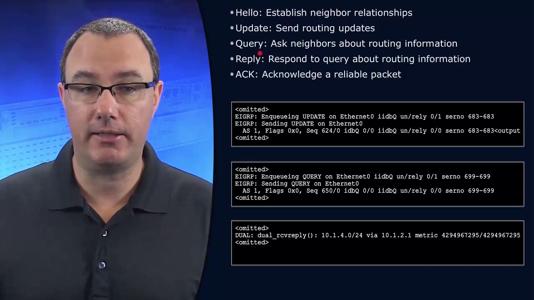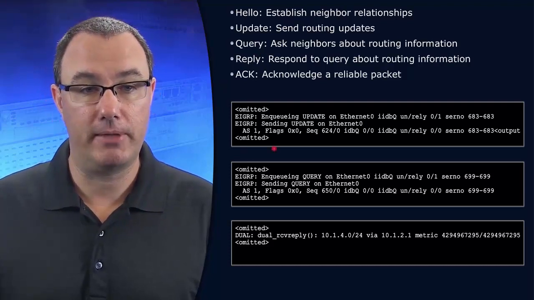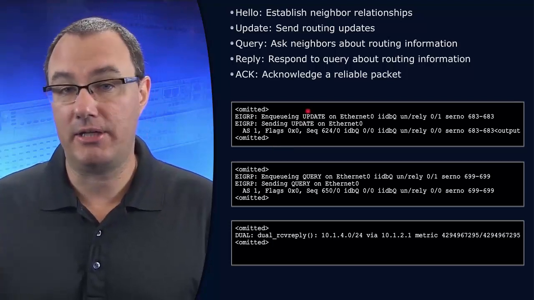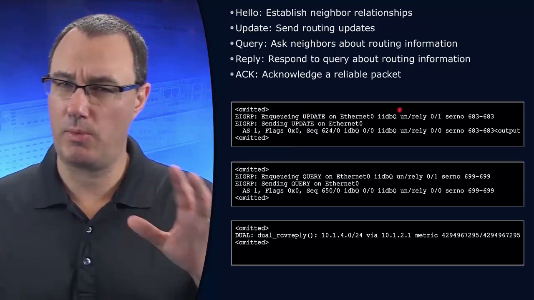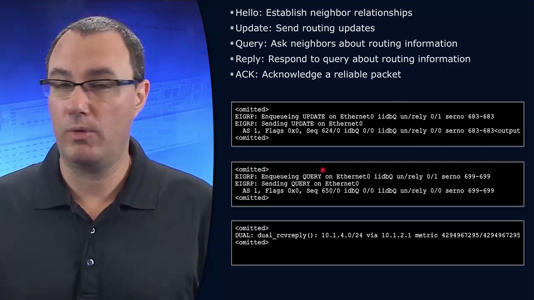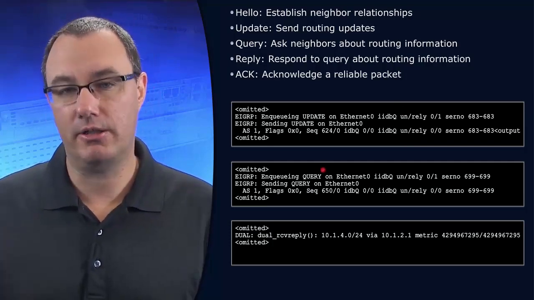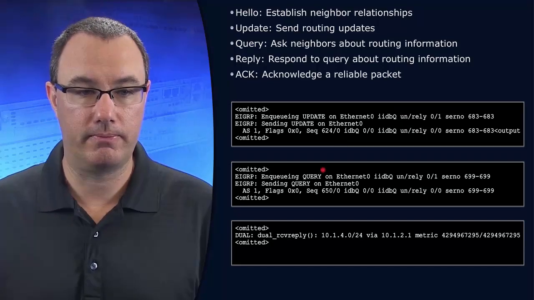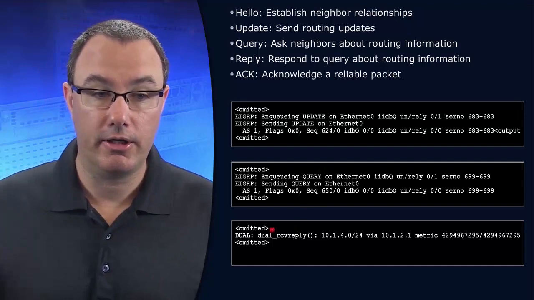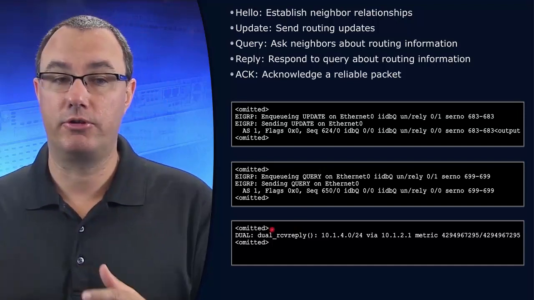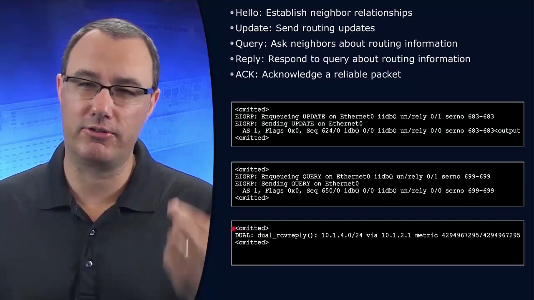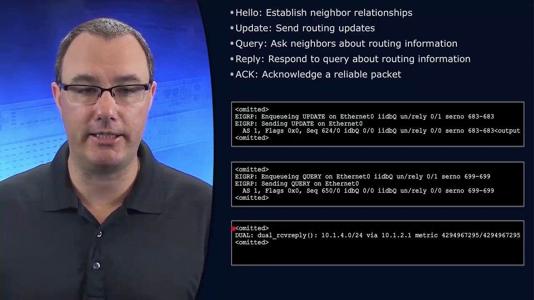So we can see deeper information about some of these things. We're sending updates. You can see a little bit of information. We don't have to decode this. We're sending a query. We must have lost a way of getting to a network. We receive a reply indicated by this message, which tells us DUAL, the diffusing update algorithm, which is the heart and soul of EIGRP.